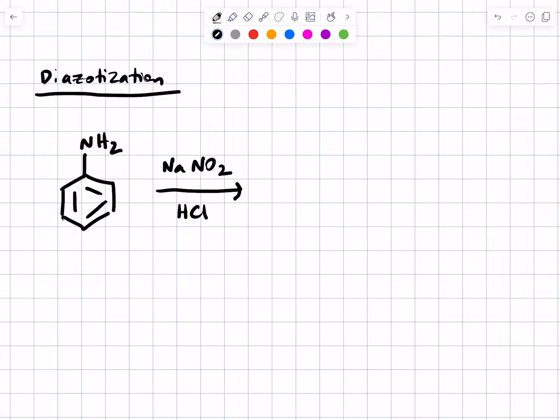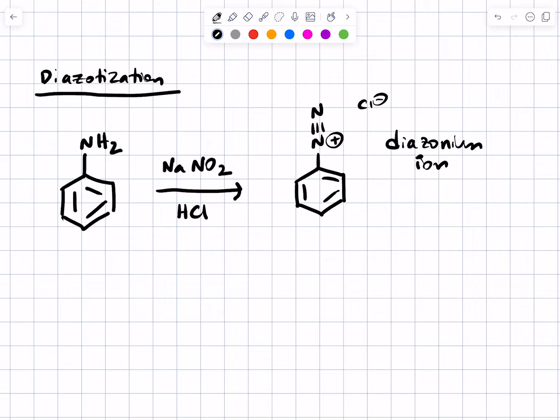Right, so diazotization, we've still got the screen. This will convert the aniline to what's called a diazonium ion. And this is a reactive intermediate. This would be an aryl diazonium.